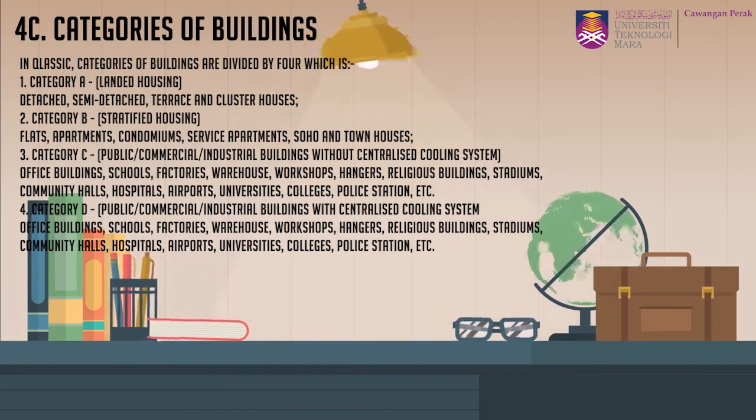Category C is other types of building, either public, commercial, or industrial, but without centralized cooling system. And category D, the same type of building as category C, but with centralized cooling system. So there are 4 types of buildings that are classified within Qlassic.